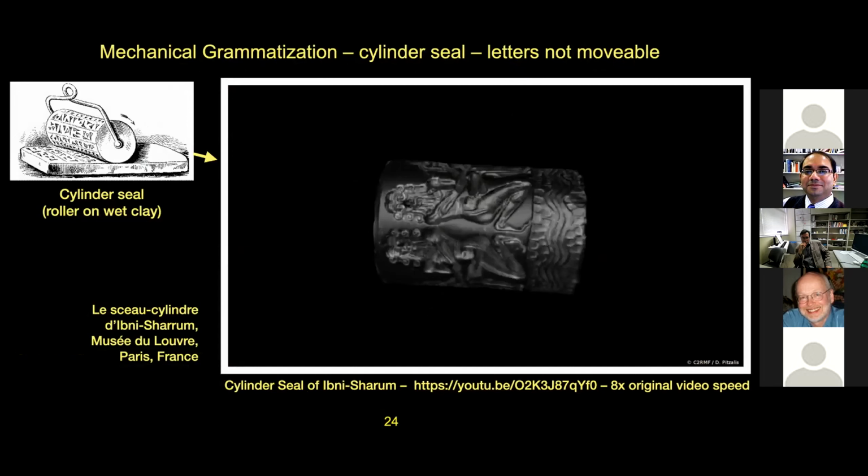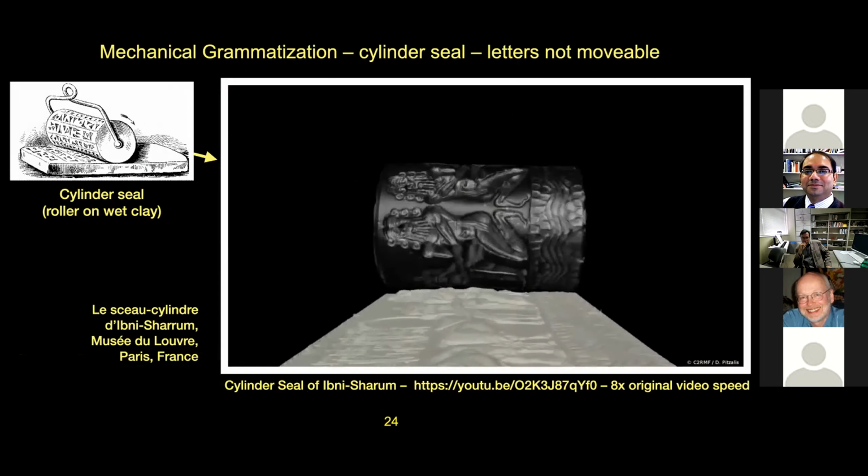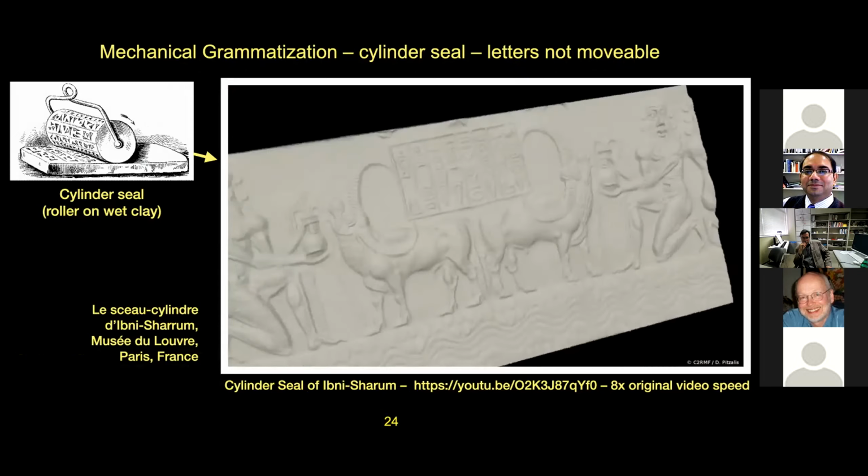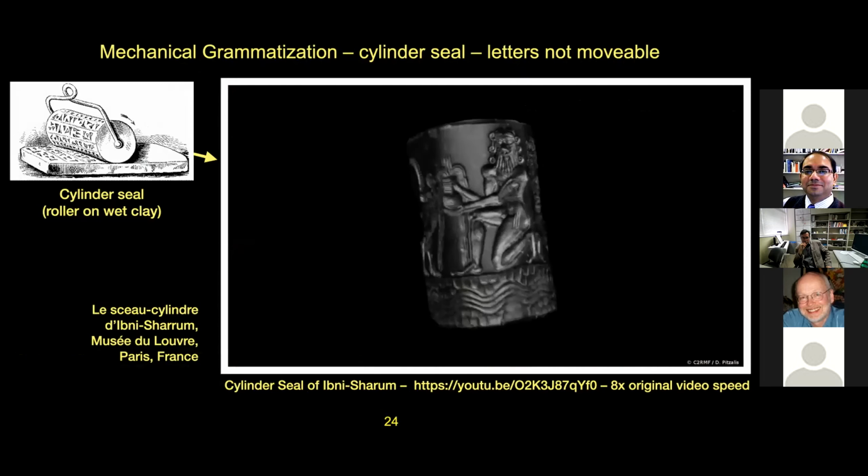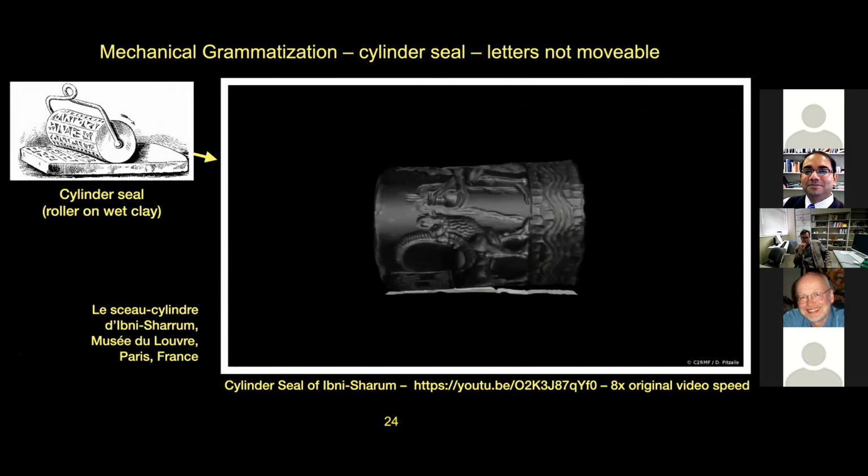Cuneiform tablets were difficult to reproduce. Cylinder seals were the main way to authenticate identity and were the quickest way to reproduce text.